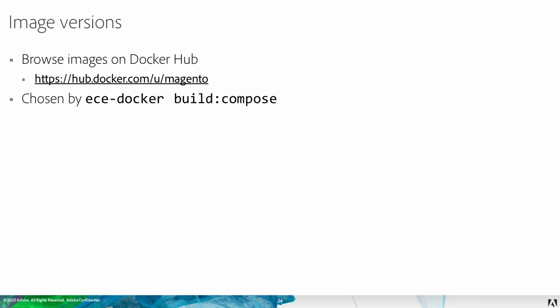You can browse all the different versions we have on Docker Hub with the Magento user, but there's not really much need to go browse manually. They are there if you're curious, but really EC Docker build compose will take care of all that for you. It's not super important that you file through them all.